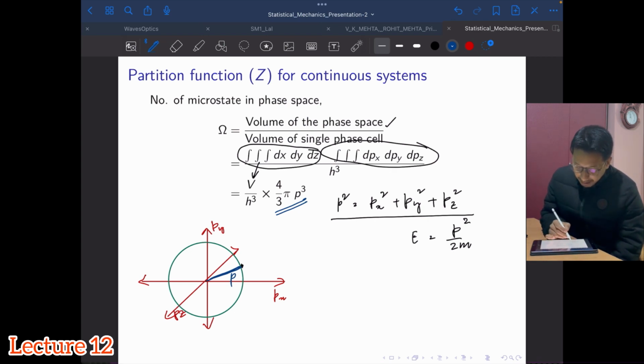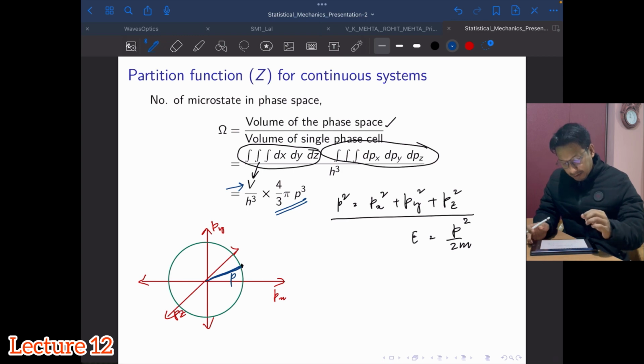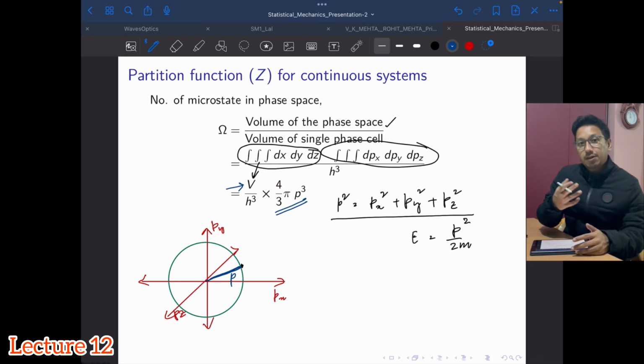The volume of the phase space is given by the integration over all three dimensions of the position coordinates, which gives me V, and then in the momentum space, p square equal to px square plus py square plus pz square. That represents a sphere with radius r, whose volume we can calculate using the standard formula 4 by 3 pi r cube. Here r is p, so that's p cube, divided by h cube, which gives the number of microstates in the entire phase space.